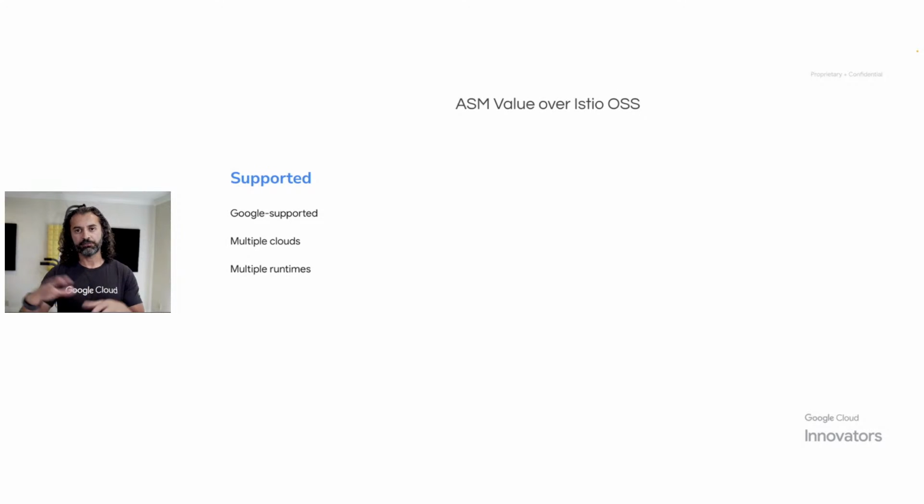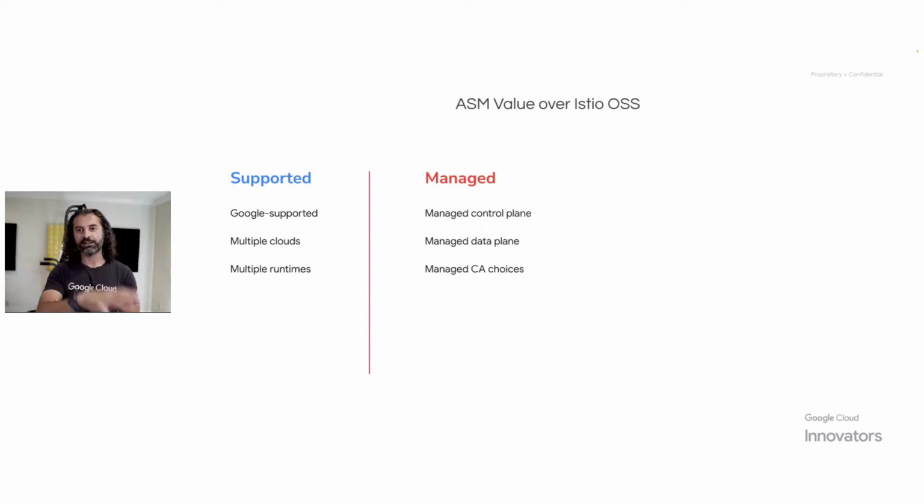In addition to these hybrid infrastructure environments, we also support multiple runtimes. So obviously Kubernetes. We also support GCE VMs, VMware, as well as we're looking at supporting serverless very, very soon. So that, like I said, is the lowest layer of value, which is just providing support for Istio across a breadth of different environments and runtimes.